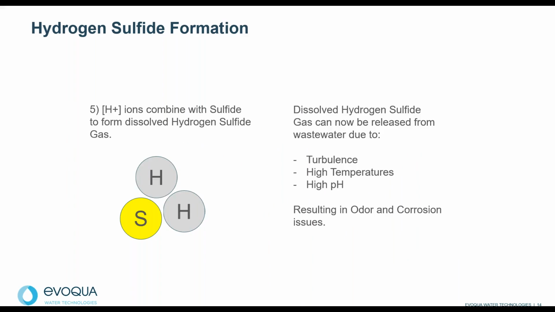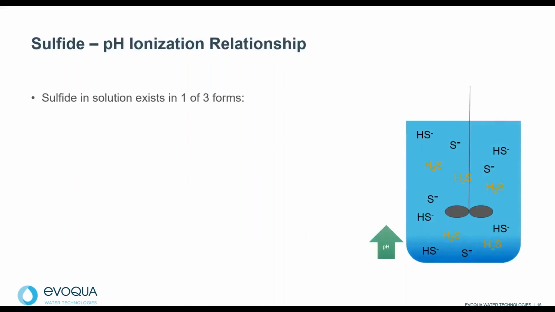Third, wastewater pH can affect sulfide release. A higher pH value will trap the hydrogen sulfide, but lower pH allows it to easily strip out and escape. So sulfide in solution exists in one of three forms: dissolved hydrogen sulfide gas, bisulfide, and sulfide.